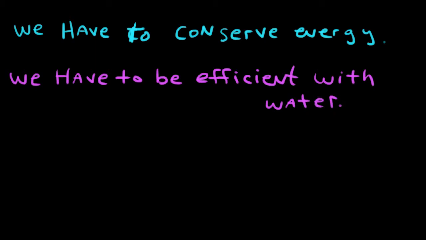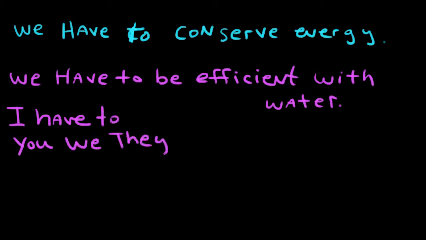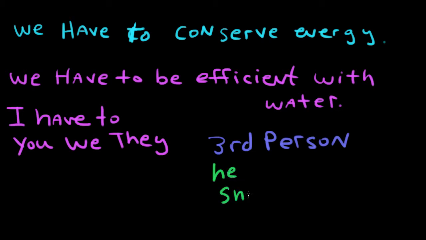So when we use have to for all the personal pronouns, it's the same. I have to, you have to, we have to, and they have to, except it's not the same for the third person. Do you remember how we conjugate it for the third person? It's he or she or it has to.